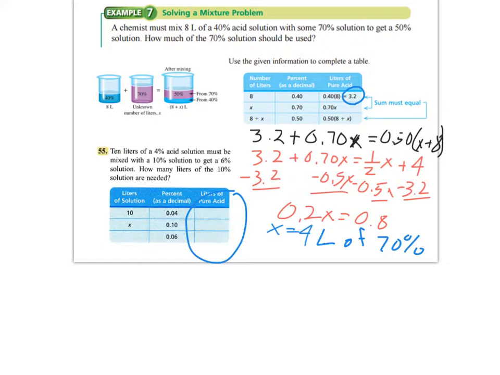Okay, so let's see. So 4% of 10, that would just be 0.4. So let me see. I'm going to go 0.4. Just figure that out. 10% of x is 0.10 or just 0.1x. Now this would be x plus 10, and so we get 6% times the x plus 10, like that.